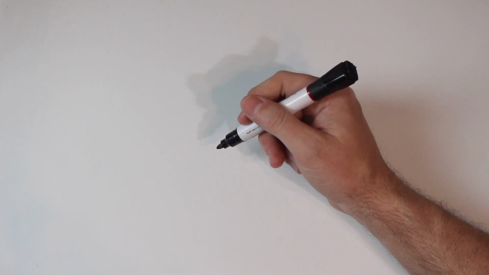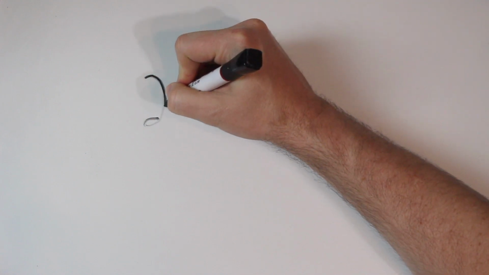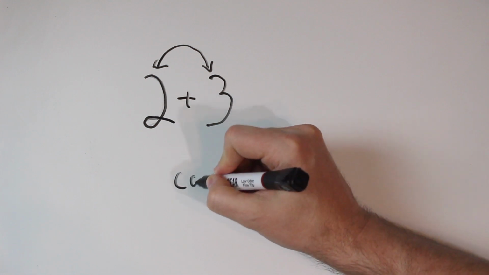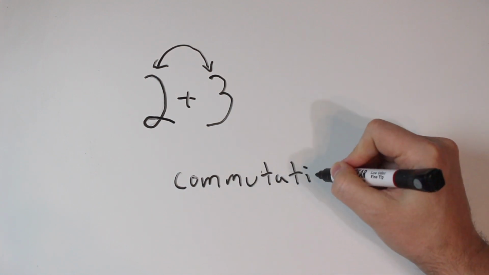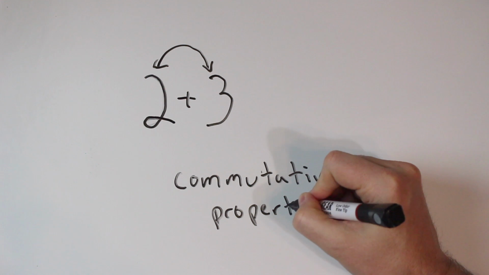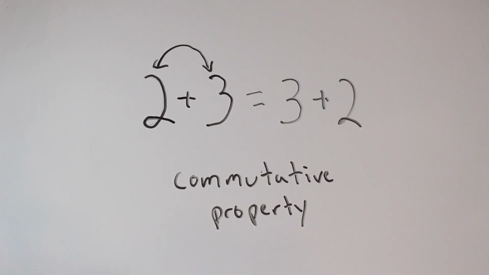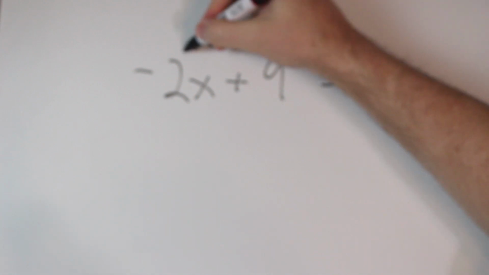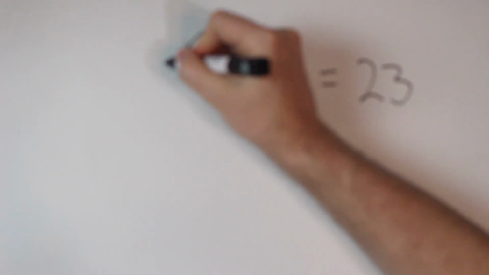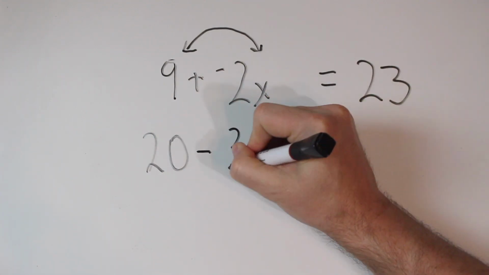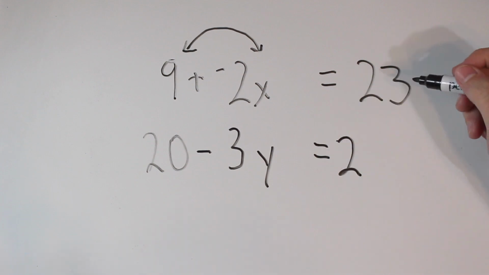Remember, whenever you add two things together, you can switch them around no problem. That's the commutative property, which is a property of addition. 2 plus 3 is the same as 3 plus 2. So if we take the numbers in our previous problem, negative 2x plus 9, we could have switched them around. 9 plus negative 2x. Here's our new problem. Now do you see the similarity?